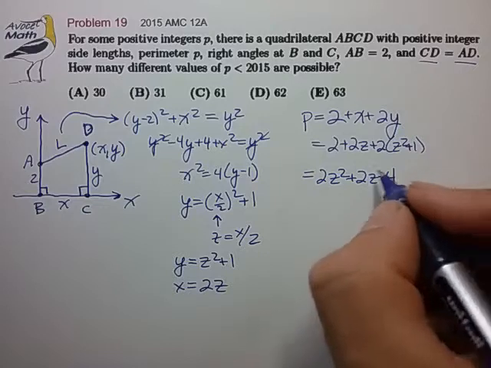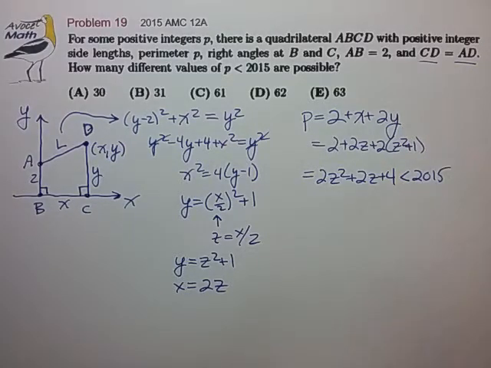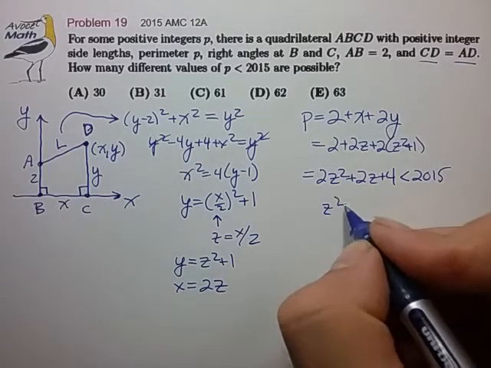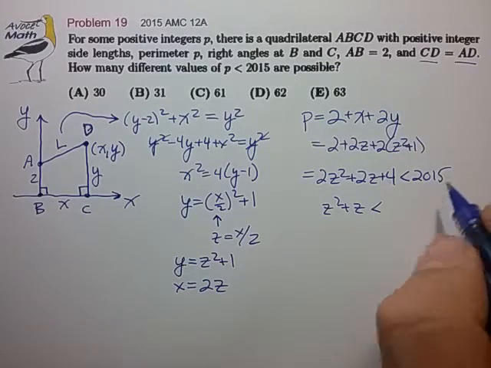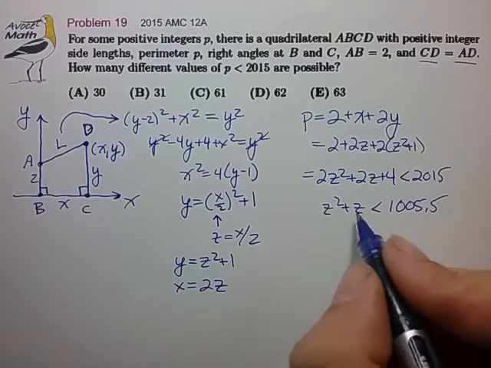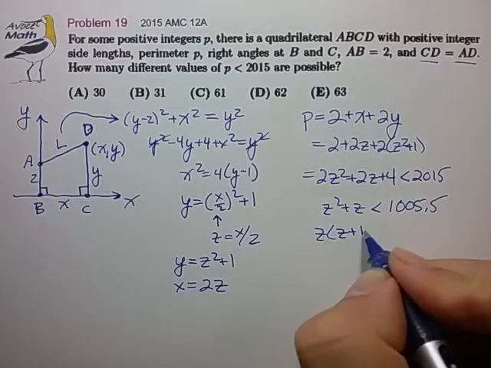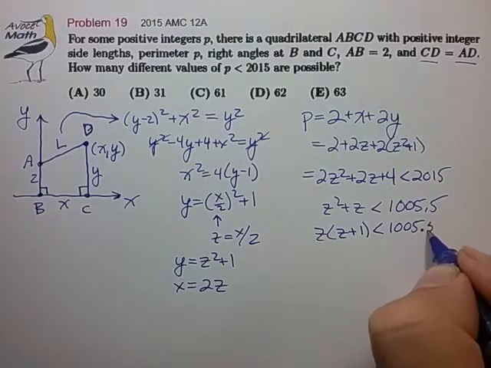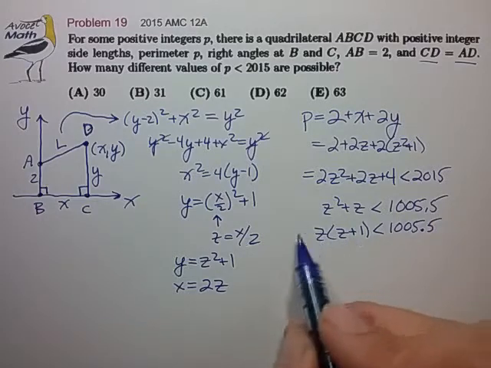And now we can apply the condition that we want the perimeter to be less than 2015. Bring the 4 to the other side and divide by 2 gives us z squared plus z is less than 2011 divided by 2, which is 1005.5. Let's pull out a z. z times (z plus 1) is less than 1005.5. So let's examine what integer values of z satisfy this inequality.